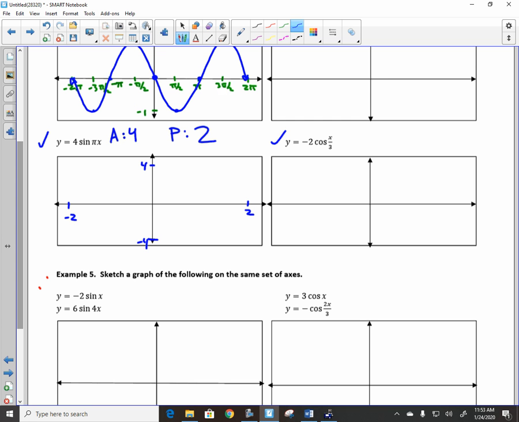Smart board stops working because it's too stupid to be able to handle trigonometry.